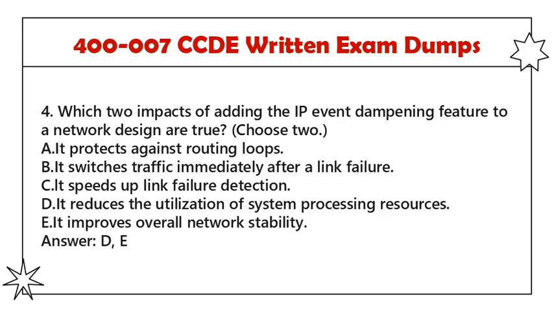4. Which two impacts of adding the IP event dampening feature to a network design are true? Choose 2. A. It protects against routing loops. B. It switches traffic immediately after a link failure. C. It speeds up link failure detection. D. It reduces the utilization of system processing resources. E. It improves overall network stability. Answer: D, E.